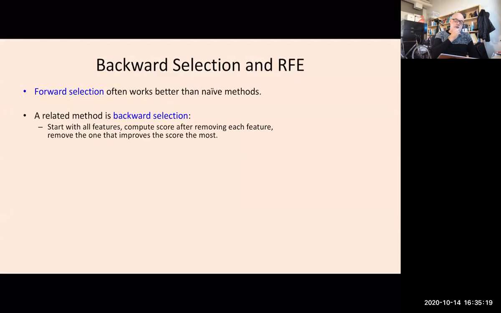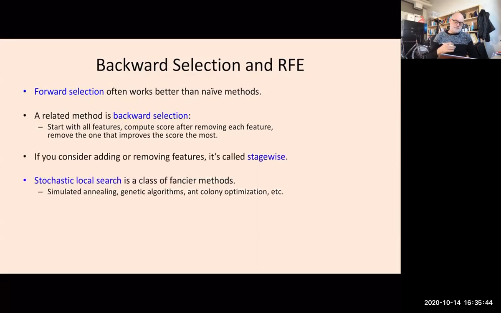You can do the same thing, but backwards. You can start with all features and you compute the score after removing each feature. And you remove the one that improves the score the most. That could be a little bit confusing, but recognize that you have the regularization term there. So removing features can actually cause the score to go up. Any of these forward or backward feature selection algorithms, when you add or remove one at a time, are called stage-wise.